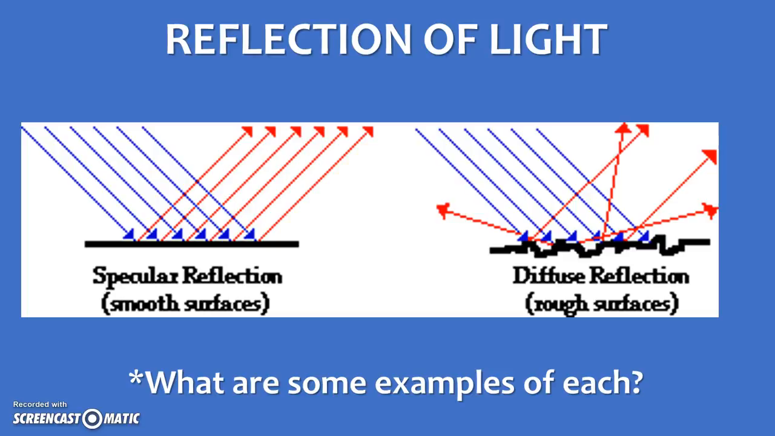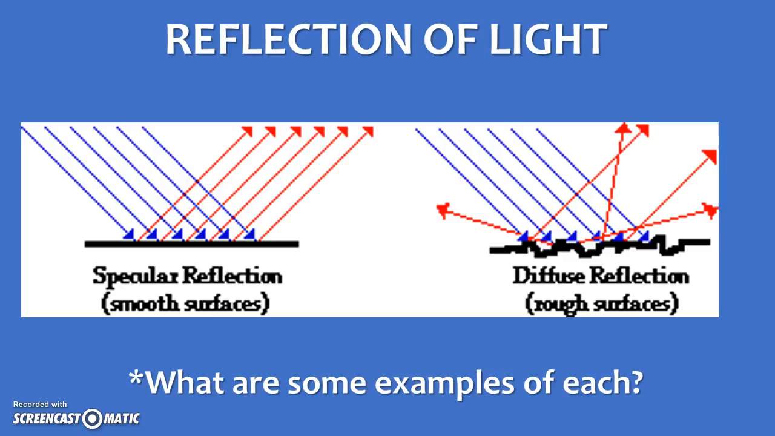The diffuse reflections are on rough surfaces, and so you can see that the blue rays are coming in, but the red rays are what are reflecting. The angles are still the same, as you can see, though, because they still match each other. It just bounces off different ways. Does that make sense? Okay, so based on what I just told you about specular and diffuse reflection and what they mean, can you think of some examples?